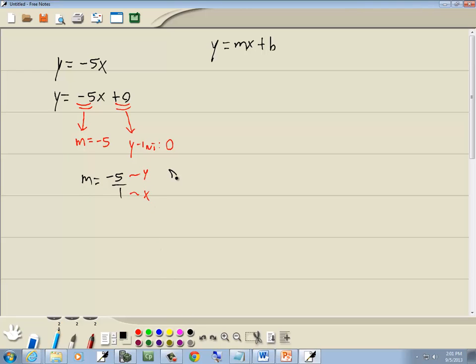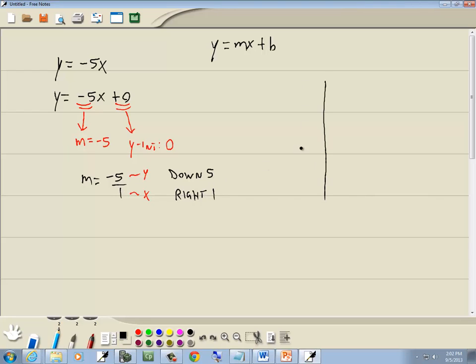Now negative 5 means I'm going to go down 5. If it's a positive 5, it means we go up 5. Down here, since this is a positive 1, that means we go right 1. If it was a negative 1, then we go left 1.